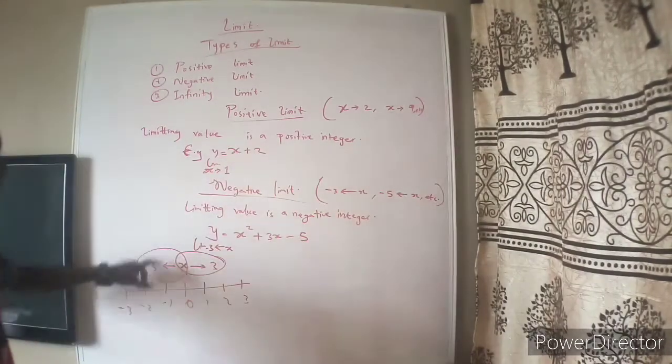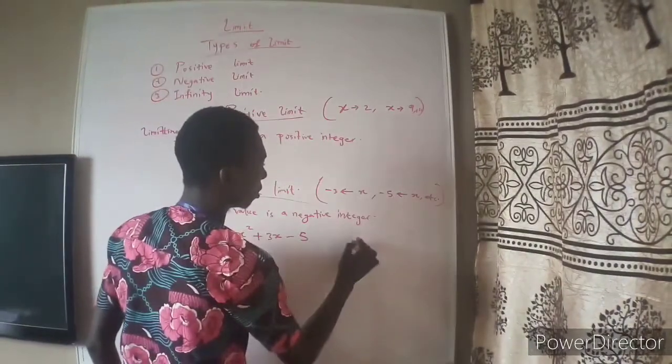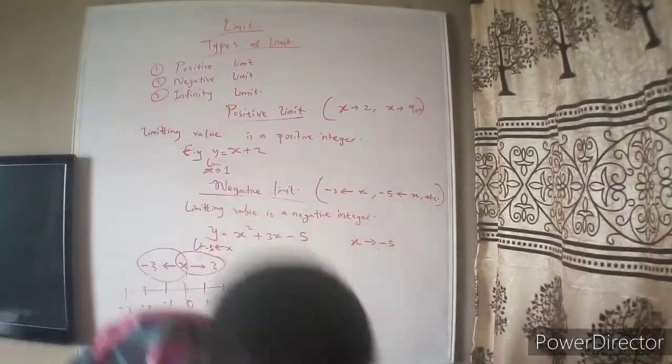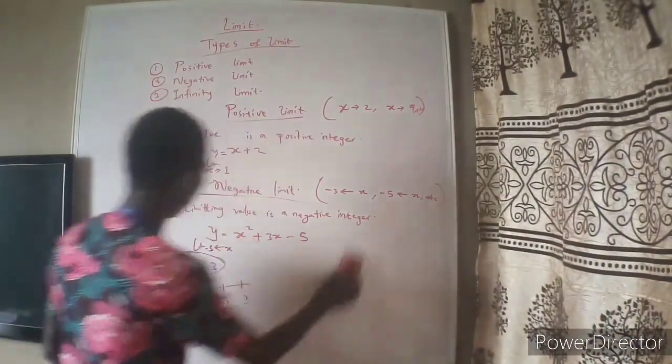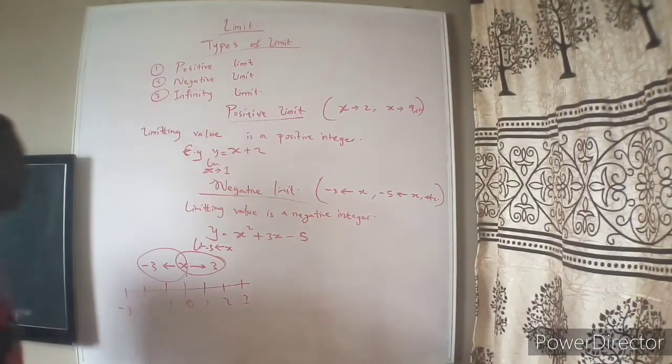So it is denoted like this. This is the way it is being written. It is not like this, x tends to -5. No, this is the wrong approach. It is wrong like this. So that's the way it is being written, just like the way I've explained here. So that's that about that.